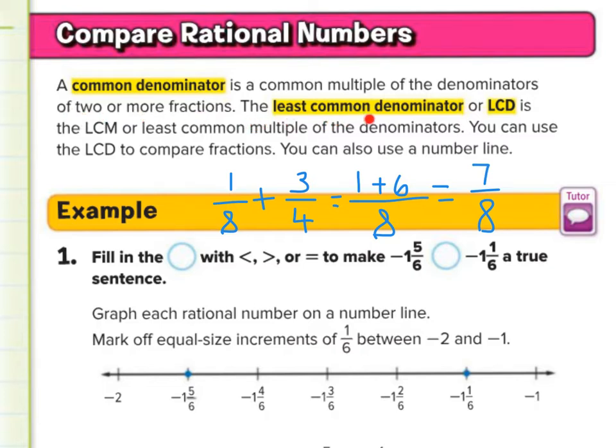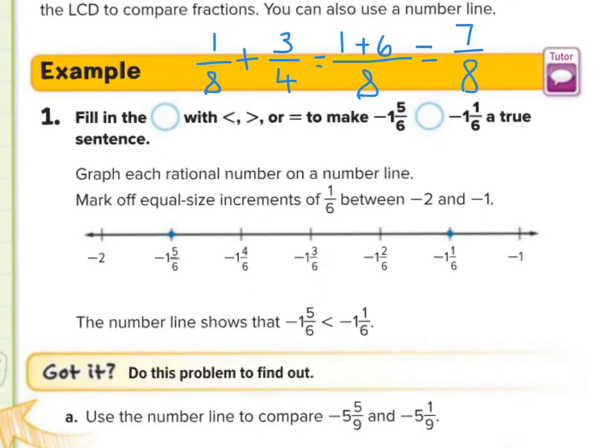The least common denominator, or the LCD, is the least common multiple, or LCM, of the denominators. You can use the LCD to compare fractions. You can also use a number line. Here is a number line example.